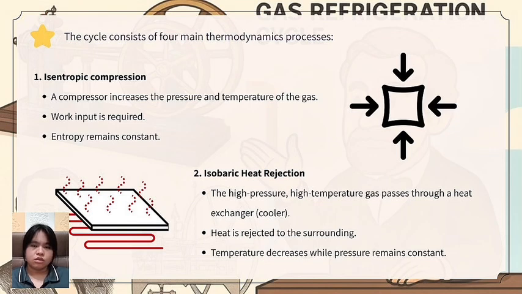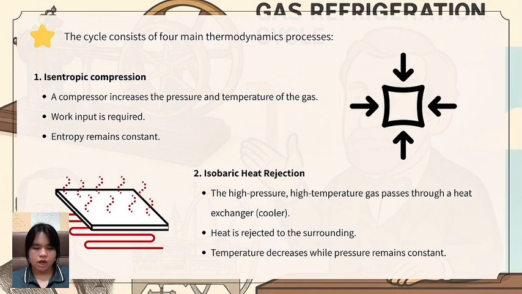Next, here are more details about the four main processes of the gas refrigeration cycle. First is the isentropic compression. What is isentropic? It means that the entropy of the first state of the gas is equal to the entropy of the final state of the gas. In a simple way, delta S is equal to 0, and this process is adiabatic. In this process, a compressor increases the pressure and temperature of the gas. And what input is required? We must make sure that the compressor can be operated.